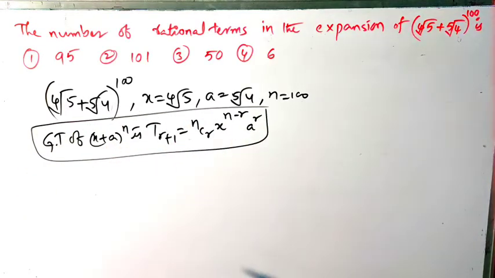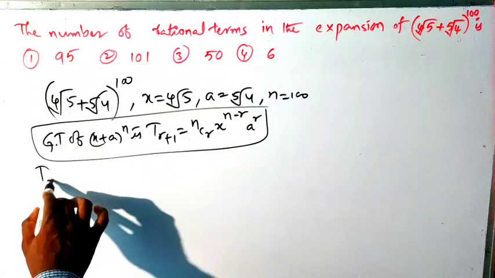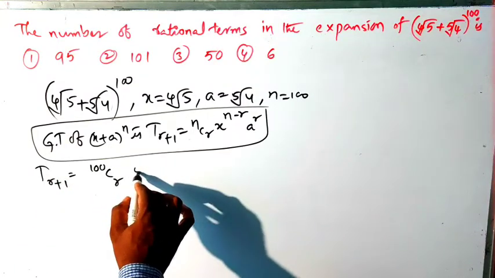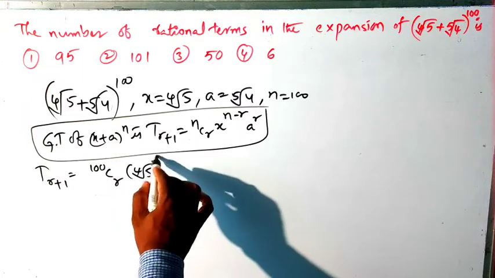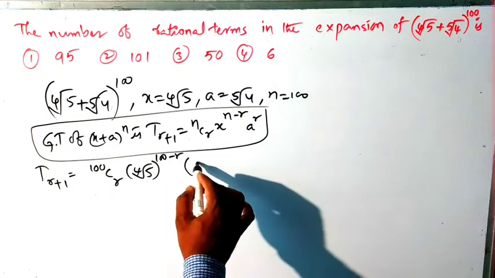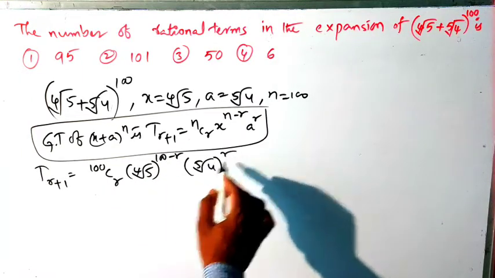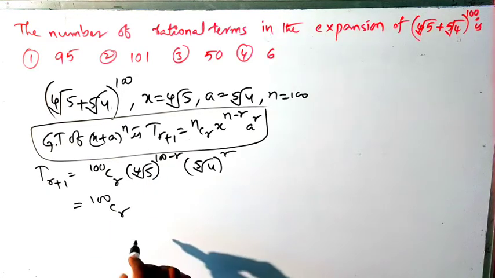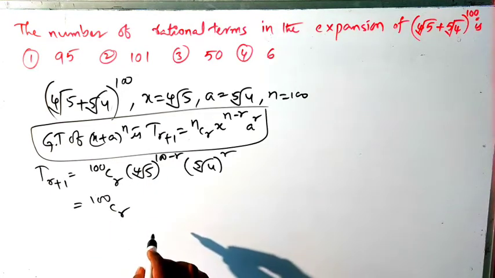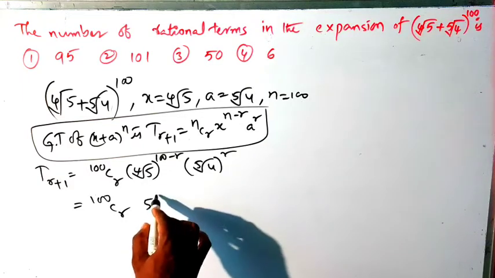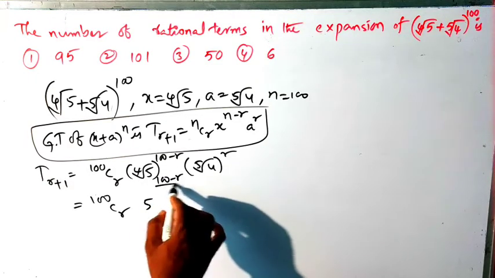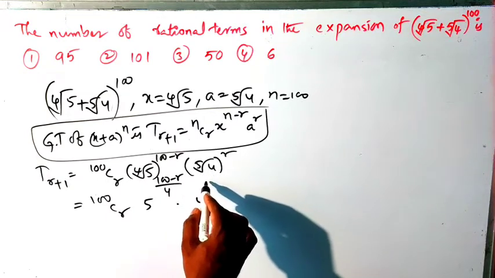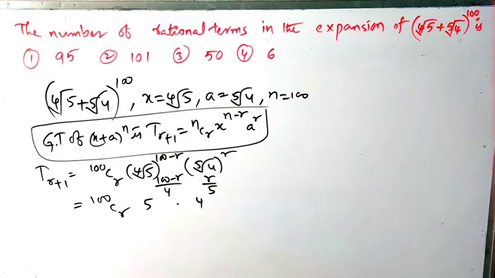So this is the general term. Now we find out the general term T(r+1) = 100Cr x. What is x here? (5^(1/4))^(100-r) and (4^(1/5))^r. So 100Cr, the fourth root of 5 is 5 power 1/4, and the power also there, that is nothing but 5^((100-r)/4). Same here, 4 power 1/5, and r is the power, so 4^(r/5).